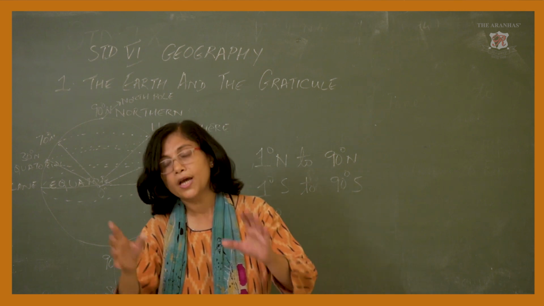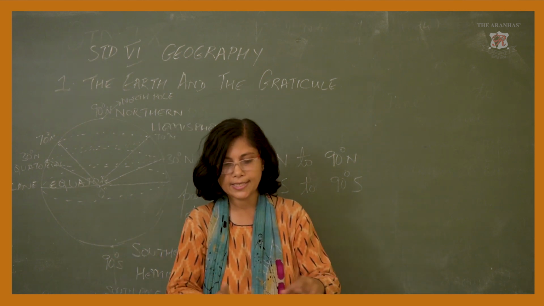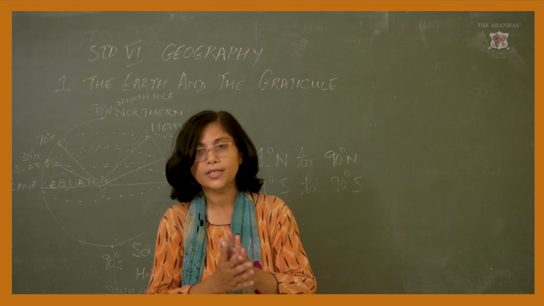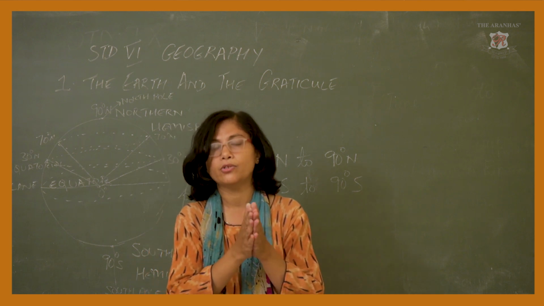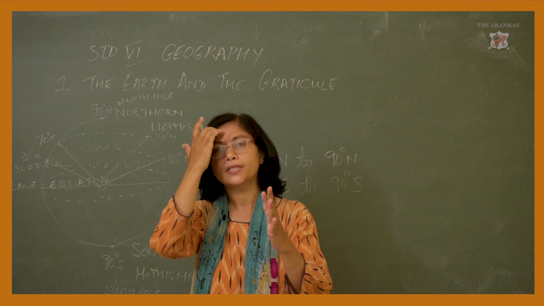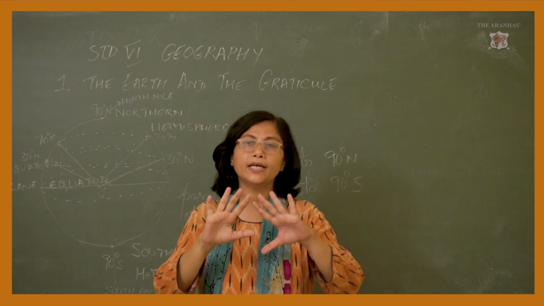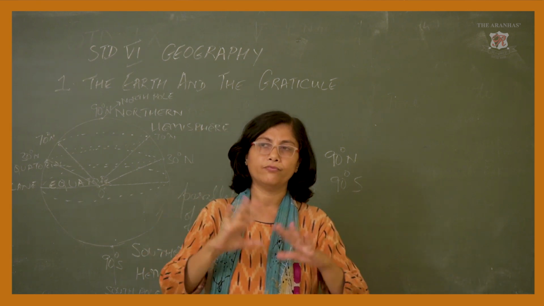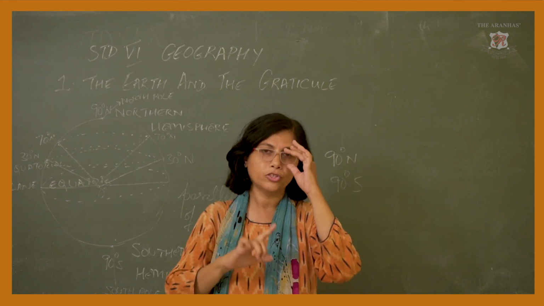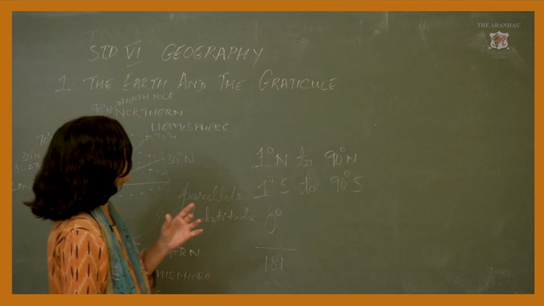So, these were one set of imaginary lines that we were drawing. These are called the parallels of latitudes. This gives us half of the information. Now, we need another side of the information, which is called longitudes, and let me draw that for you.